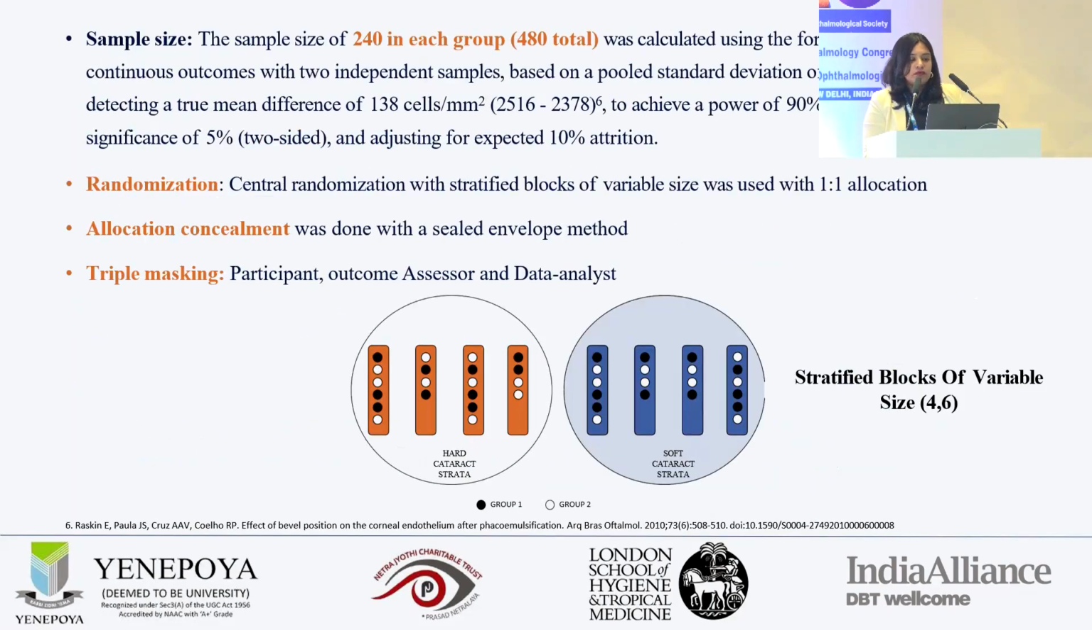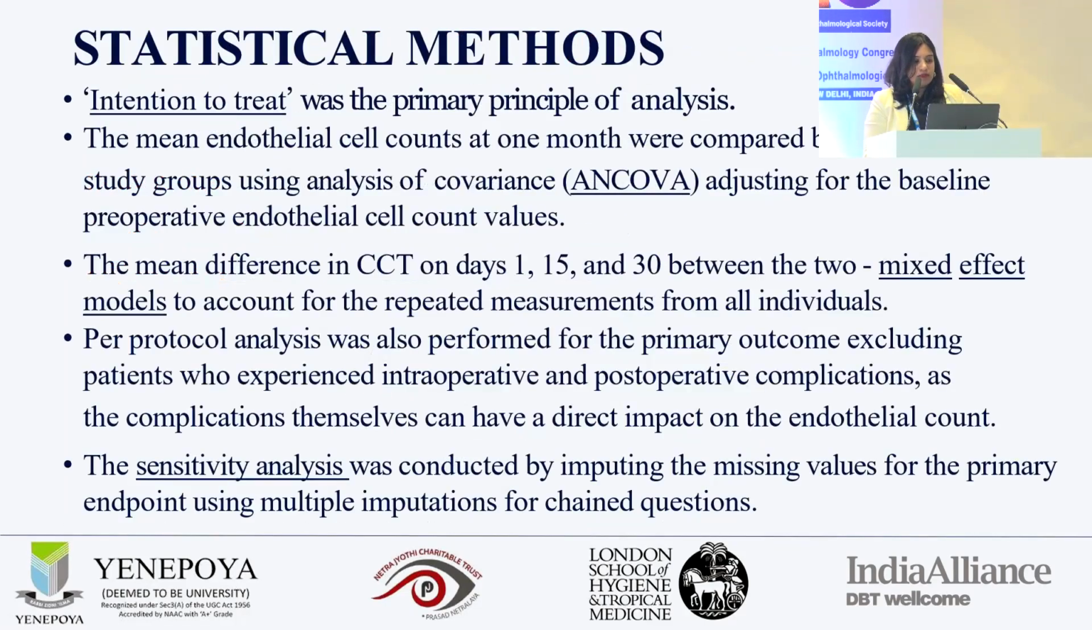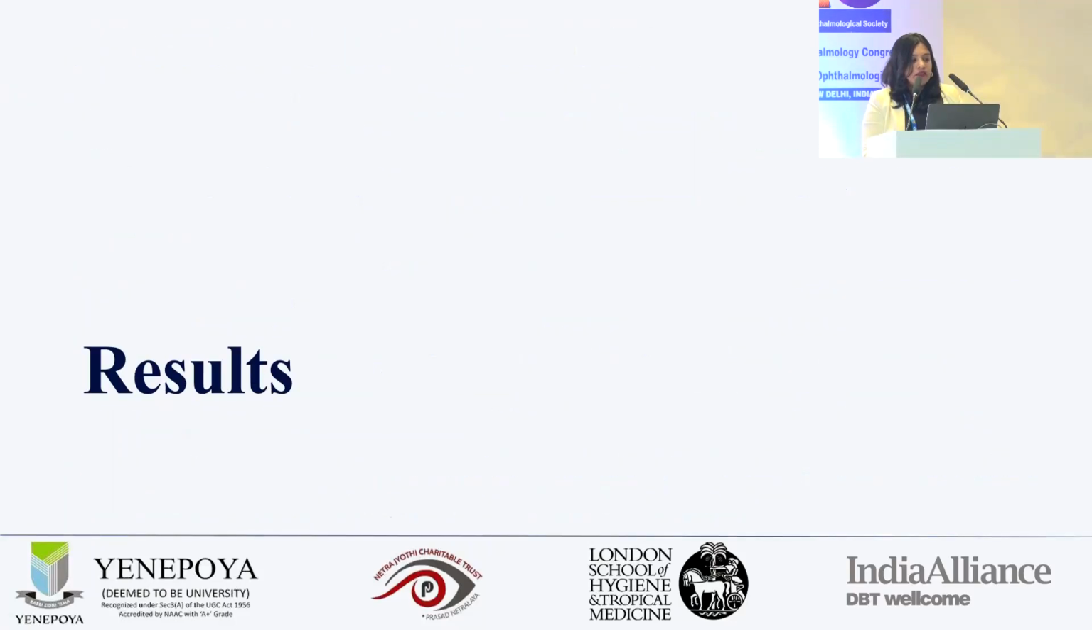We recruited 480 participants, and triple masking was done. That is, the participant, outcome assessor, and data analyst were blinded to the procedure. We used the intention to treat principle and the ANCOVA test, that is, analysis of covariance, was done, where the baseline preoperative endothelial cell count was adjusted for, and the central corneal thickness differences were assessed using a mixed effect model.